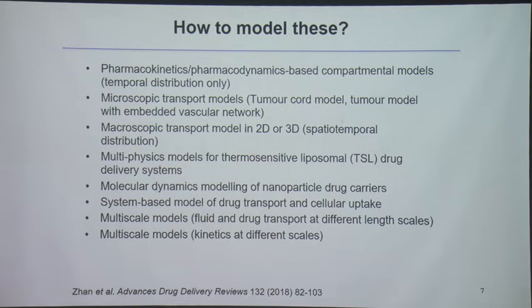I'm not going to cover all of those. I'm just going to talk about one specific type that was included in our model, which is a thermosensitive liposome. I'll come to that later in the slides to explain what it's about. So we developed a multiphysics model to simulate the delivery of thermosensitive liposome drug delivery system to solid tumor.